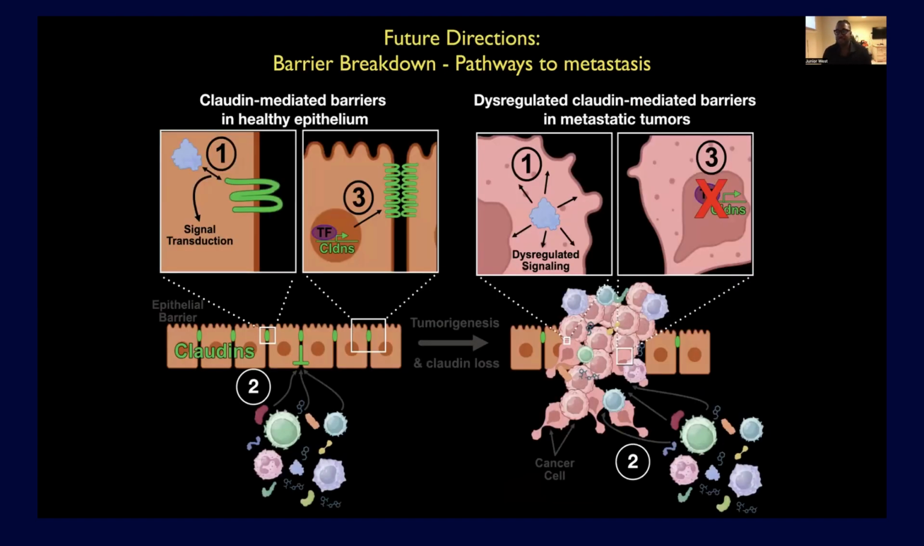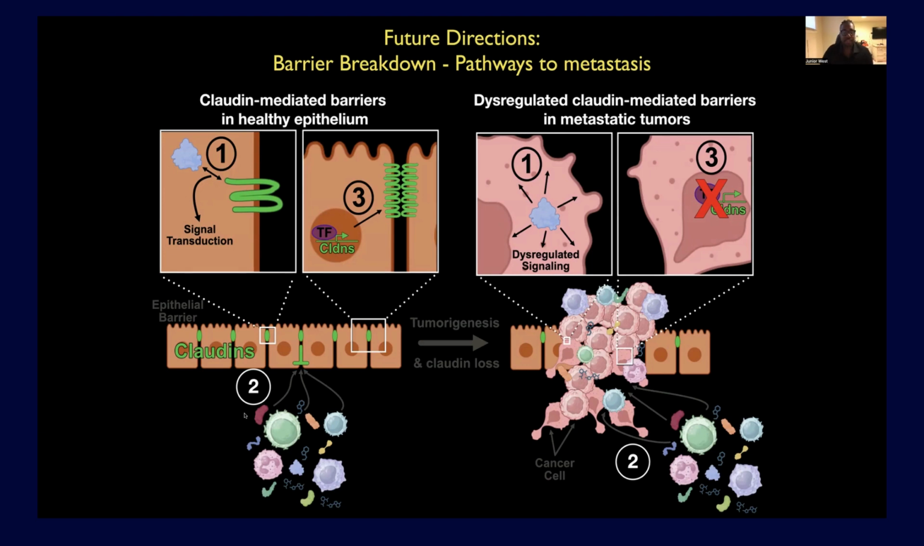In the future West Lab, I am interested in really understanding how barrier function becomes disrupted during metastatic disease and contributes to increased invasion and metastasis. To do this, we will address three main questions. First, we really want to understand more about the signal transduction pathways that are involved with these claudin-7 proteins.